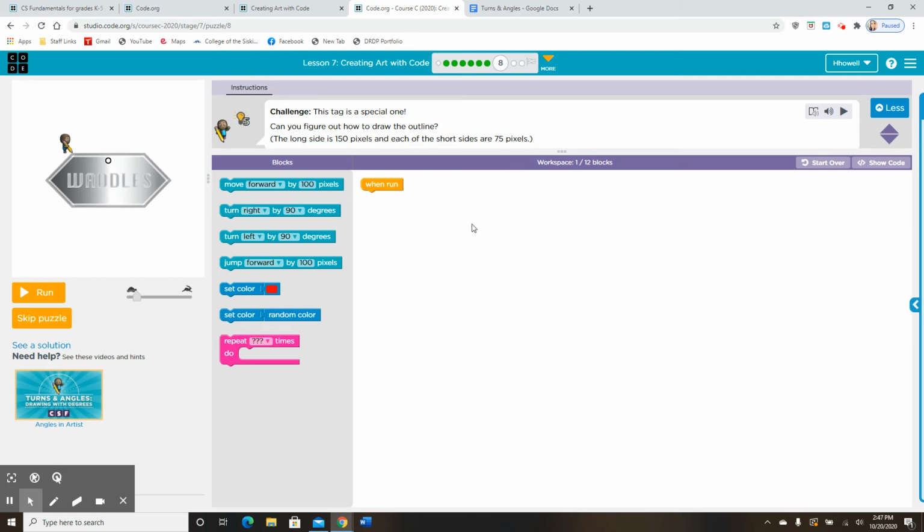So this is a special tag. Can you figure out how to draw the outline? The long side is 150 pixels and each of the short sides is 75. Now this is tricky because it has different angles right here. But that's okay because I want you guys to really play with the blocks. And if you're with someone, it makes it so much more fun for you guys to figure out and do.